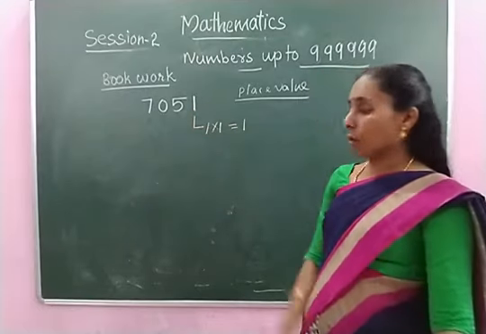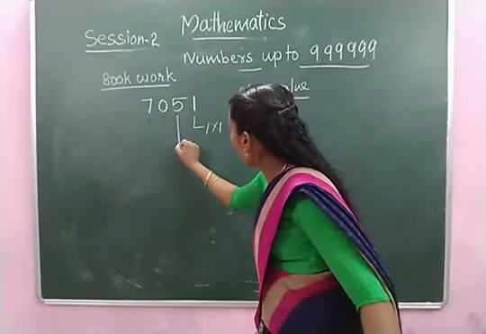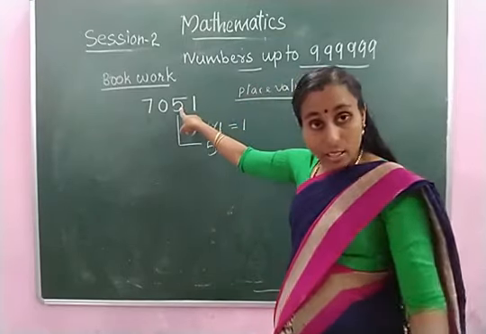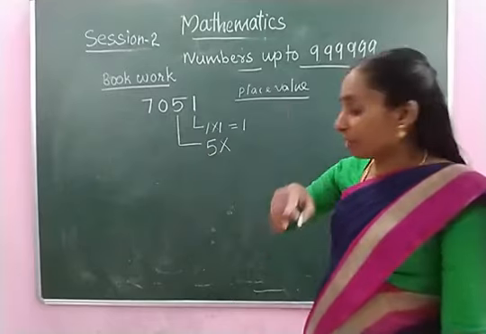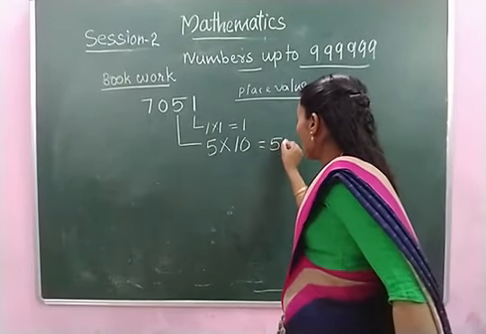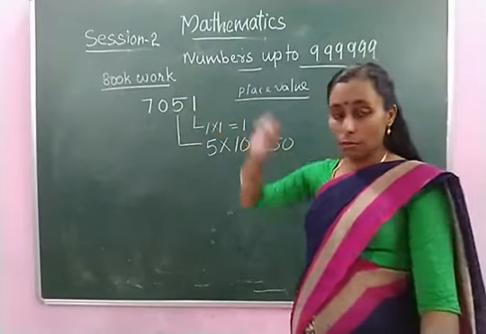We have got 1. What is the place value of 5? 5 is in tens place. So with the place we have to multiply. 5 multiplied by 10 is equal to 50. Place value of 5 is 50.